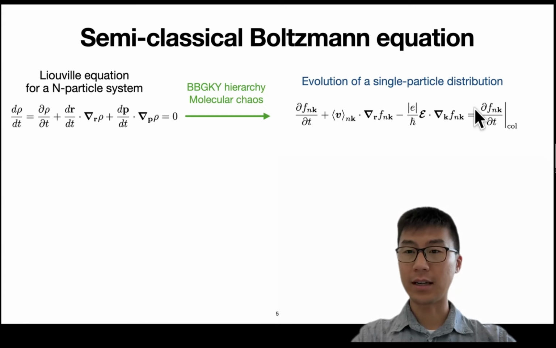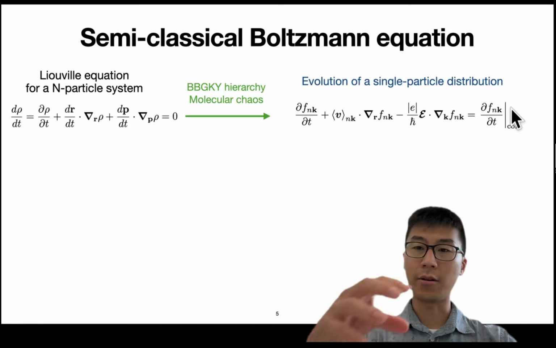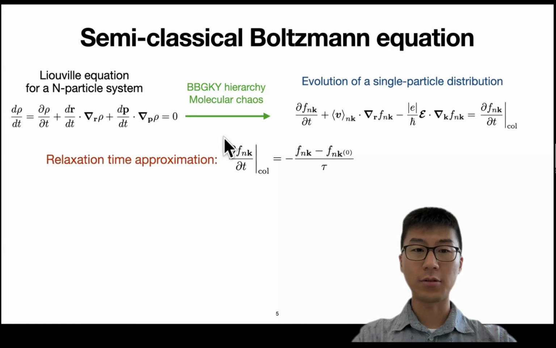By the way, the right-hand side is an extra term, the cost of describing a single particle, and it is called the collision integral. This is because the single-particle system is no longer a closed system. It interacts with the rest of the particles and also the environment. This is the cost that we have to pay mathematically. There are many ways of approximating collision integrals, but one of the simplest is called the relaxation time approximation.